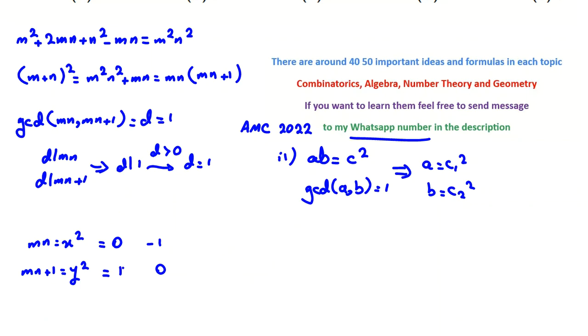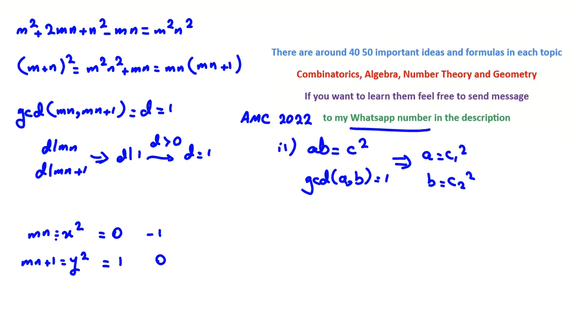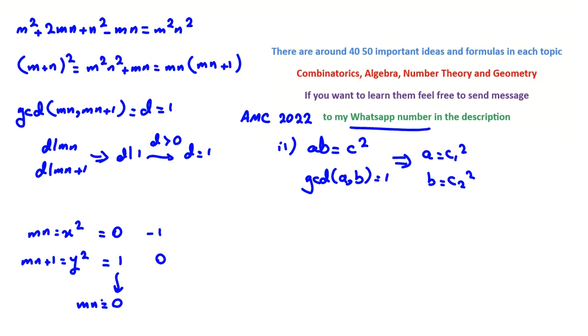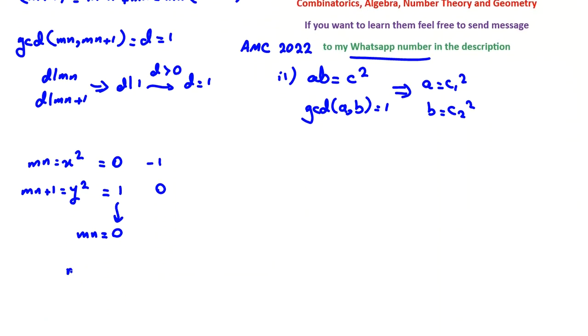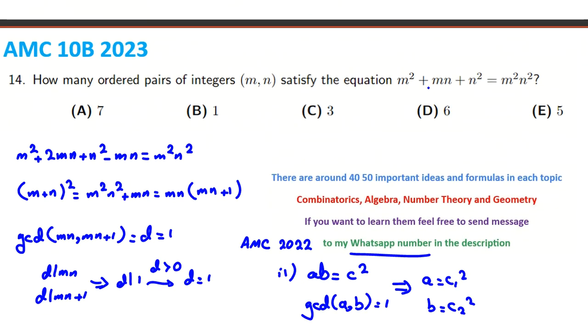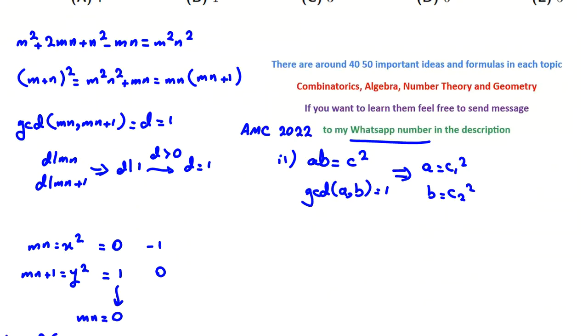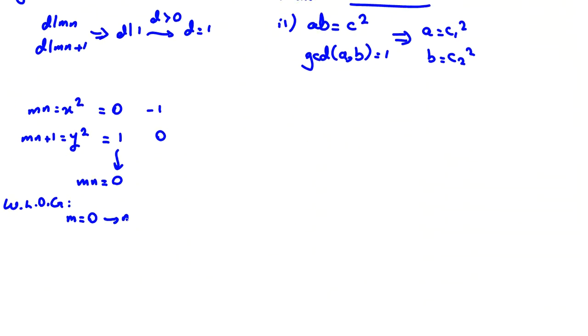Okay, now let's consider these cases. Here, mn is 0 for this case. So m is 0 or n is 0. For example, suppose m is 0 without loss of generality because the problem is symmetric with respect to m and n. Now, if we replace m with 0, then here 0, 0, 0. So n squared will be 0. So n is 0 also. So one answer is this: m is 0, n is 0.